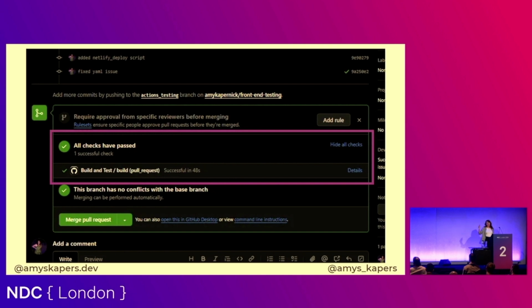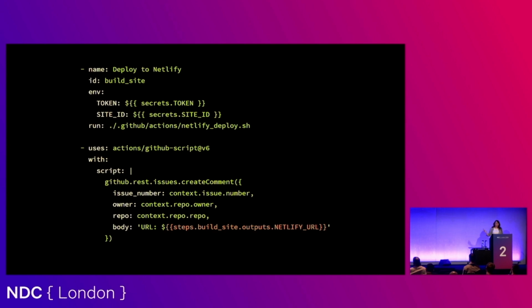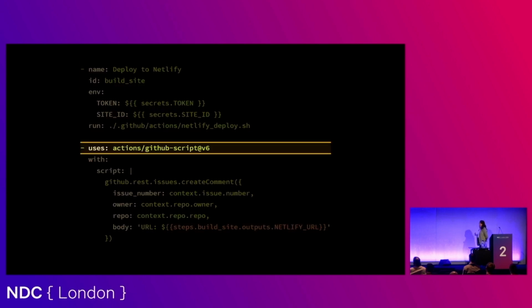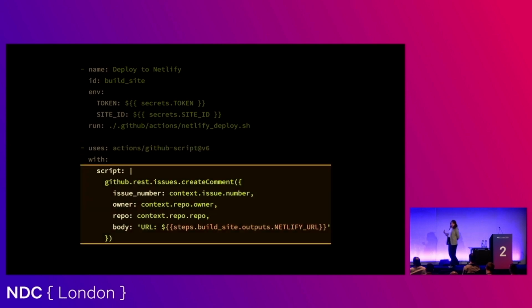However, we did save the URL to use later. So once the site has built, we can then go through and use the GitHub scripts action package to go through and create a comment on our PR that lets us know what the deploy URL is so that we can look at it ourselves.